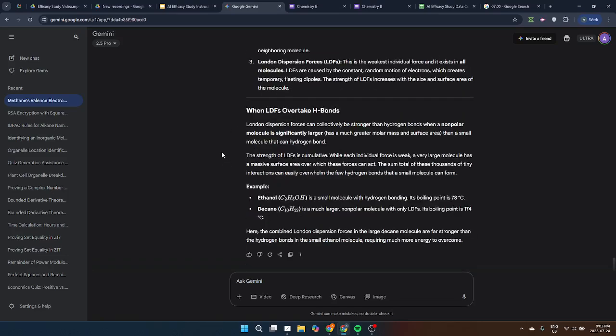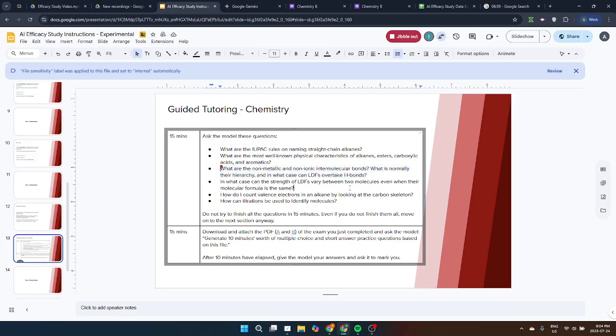Like the big three here. Ethanol, decane. Yes, it makes sense. Decane would be higher boiling point because it's a massive molecule, whereas ethanol is smaller, and although it has hydrogen bonding, it's beaten out by the force of the LDFs. Yeah. Next question.